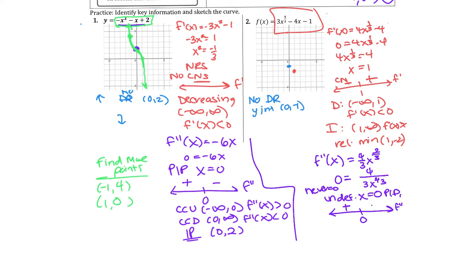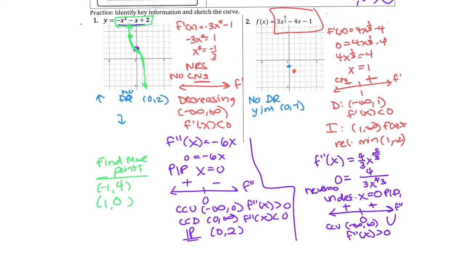Similarly, if I plug in something positive, I'm going to get something positive out. So there are no points of inflection. This graph is concave up everywhere since the second derivative is positive everywhere. So I know that it's going to be cup-shaped everywhere along the entirety of the graph.